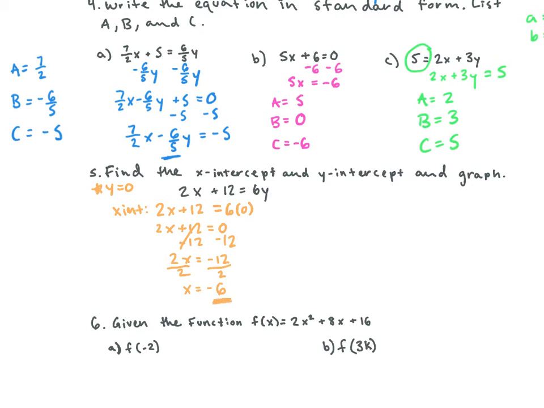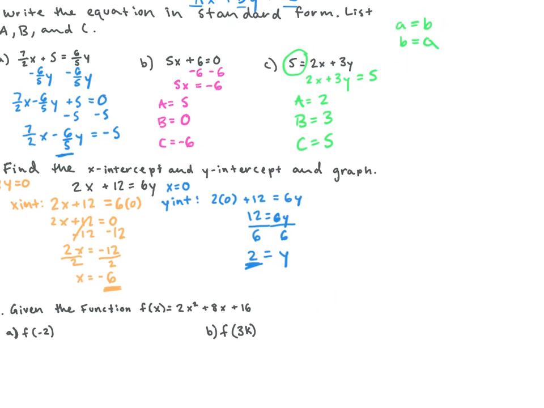Now we need our y-intercept. So the y-intercept is when x is equal to 0. So we have 2 times 0 plus 12 is equal to 6y. 2 times 0 is just 0, so 12 is equal to 6y. We divide both sides by 6, so we get 2 is equal to y. So our y-intercept is 2. Now we can go to graph that.